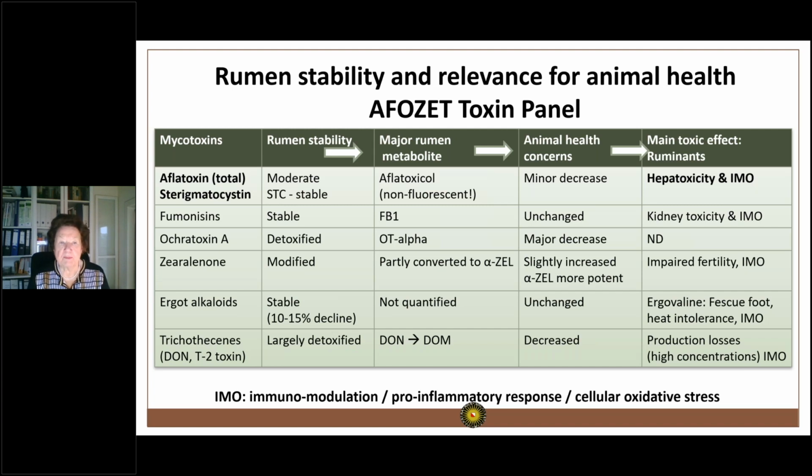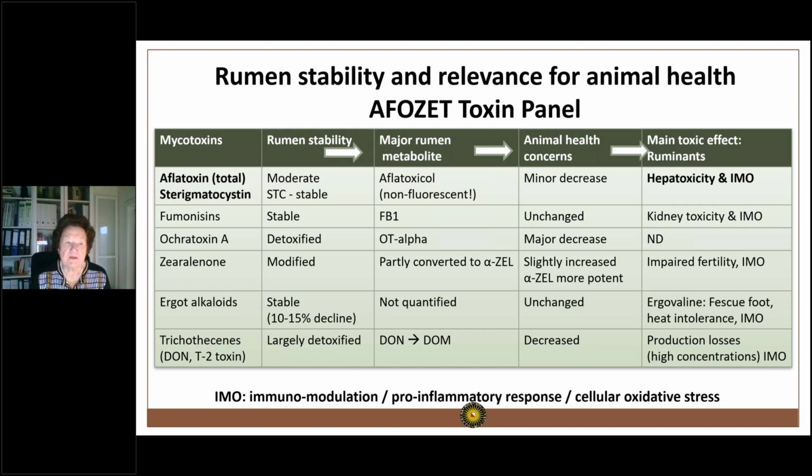When we look into the rumen stability, we see that aflatoxin is moderately stable and sterigmatocystin is highly stable. Aflatoxin will be converted into aflatoxicol, and this is a very often neglected metabolite because it's non-fluorescent, and you have to detect it by UV light. So it is a totally different analytical method from what we use on a routine basis. In terms of toxicity, that means a minor decrease, and of course you all know that both aflatoxin as well as sterigmatocystin, a mycotoxin with a very similar structure to aflatoxin, are hepatotoxic, and also have a so-called IMO effect. And IMO, you find it on the bottom of the slides, stands for immunomodulation, pro-inflammatory response, and cellular oxidative stress.